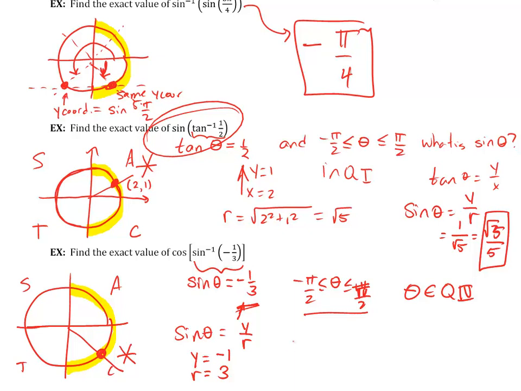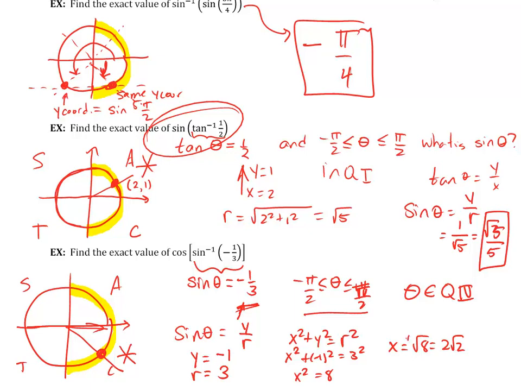Okay, so remember that we can then find x by using x squared plus y squared is equal to r squared. So that's x squared plus a negative 1 squared equals 3 squared. So x squared is 9 minus 1, or 8. So x is square root of 8, or 2 square roots of 2. And we know it's positive, right, because I'm on the right half plane. So x has to be positive.